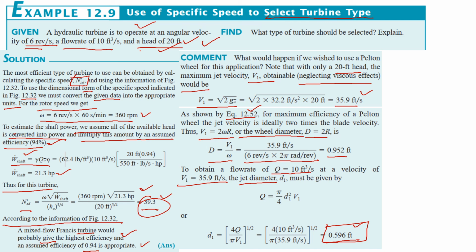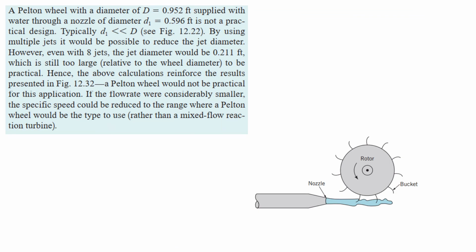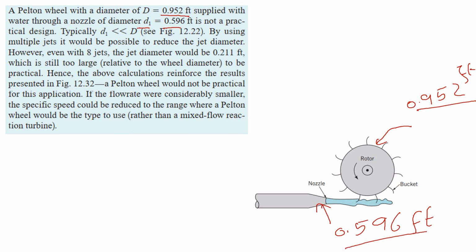So now we have our jet diameter and we have our rotor diameter. Now we are going to compare those two and discuss whether we can have this kind of a Pelton wheel for this flow rate. As you can see, the Pelton wheel diameter is 0.952 foot, supplied with water through a nozzle of diameter d1 of 0.596 foot. Visually we see that the rotor diameter is very large compared to this nozzle diameter. This nozzle diameter, the small d, is very small compared to the rotor diameter.